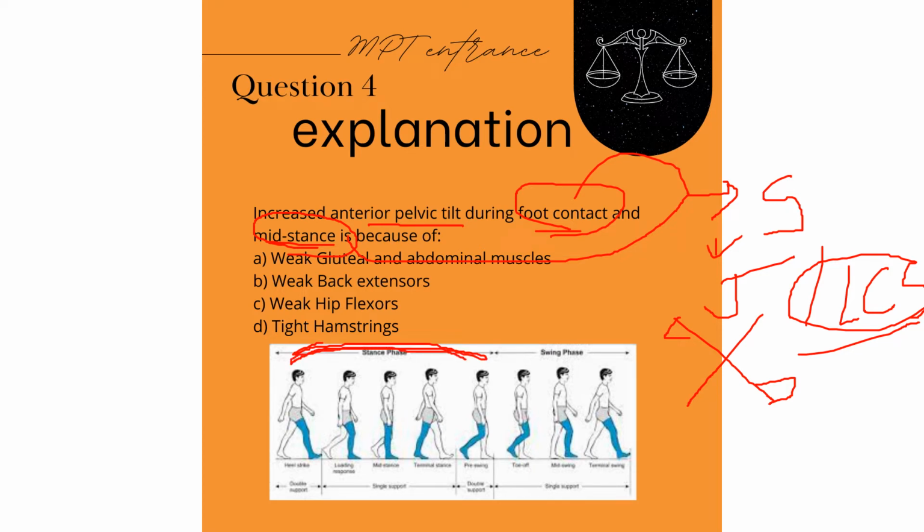So let's see, if I have a tight hamstring, it is going to pull the pelvis superiorly. So there would be a posterior pelvic tilt. If there are weak hip flexors, they are not able to hold the pelvis in the neutral position. Again, the pelvis is going to be dropped. There would be a dropping of the pelvis.